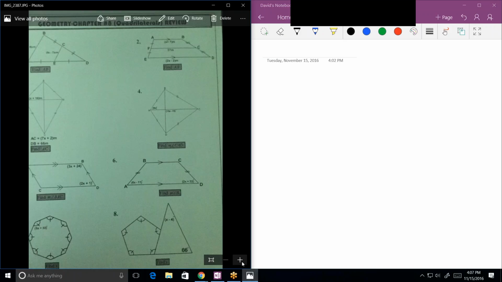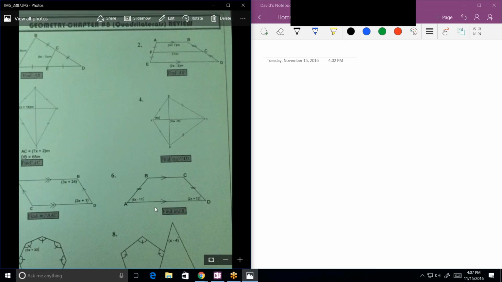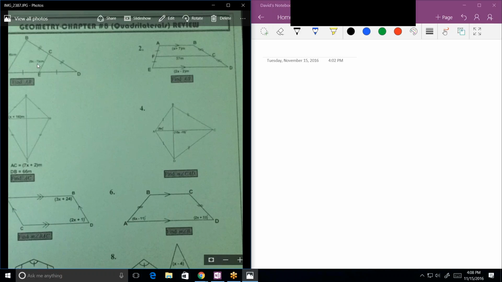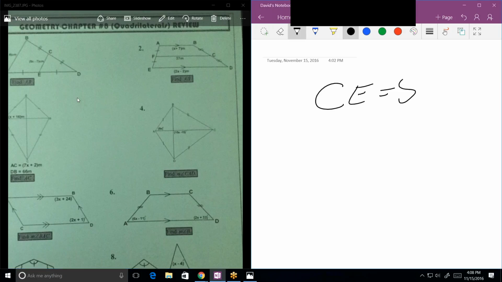All right, the first question. Are they asking for the length of CE? Yep. No, they're saying find AB. They've given us the length of CE, just having a hard time reading it. What does it say? 5x plus 7? What's the length of CE? I can't read it. 5x minus 7. Okay, so CE is 5x minus 7.